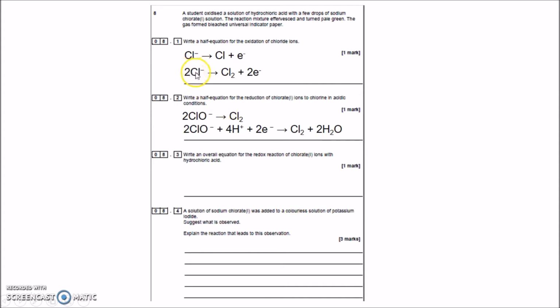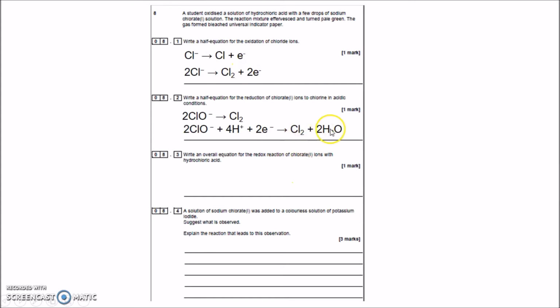I've got 2Cl⁻, and on this one I've got 2ClO⁻, 4H⁺ and 2 electrons. So I combine everything on the left of these two equations: 2Cl⁻ on the left of this equation, 2ClO⁻ on this one, 4H⁺ and 2e⁻. So that goes on the left. On the right hand side I've made Cl₂ and 2 electrons. That goes on the right.